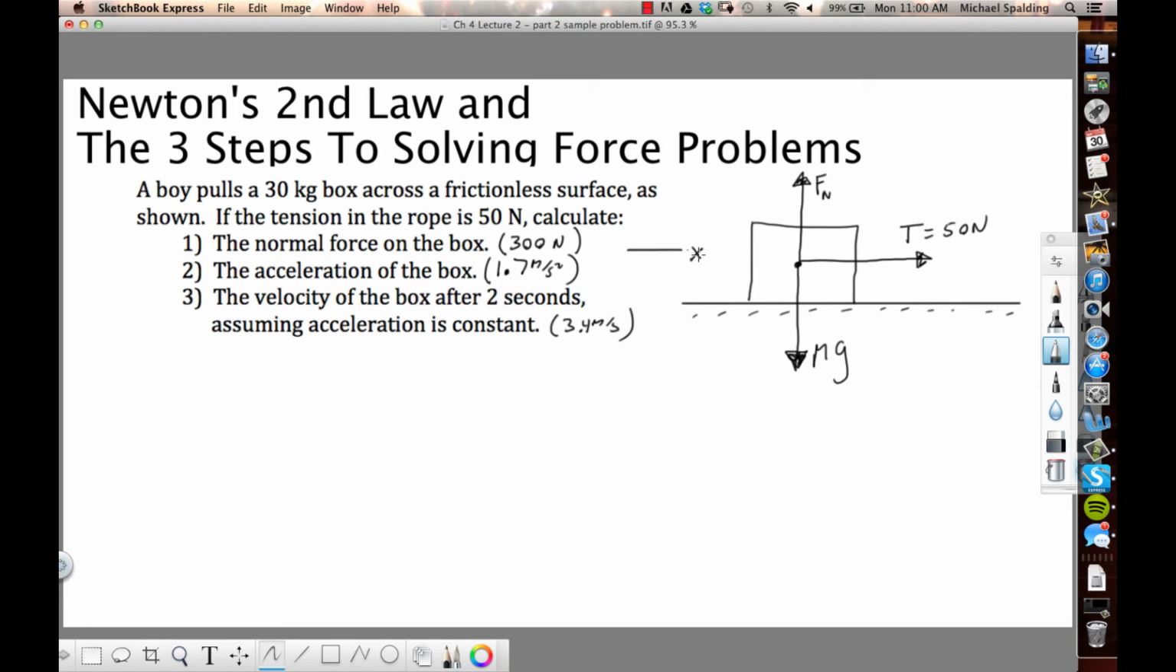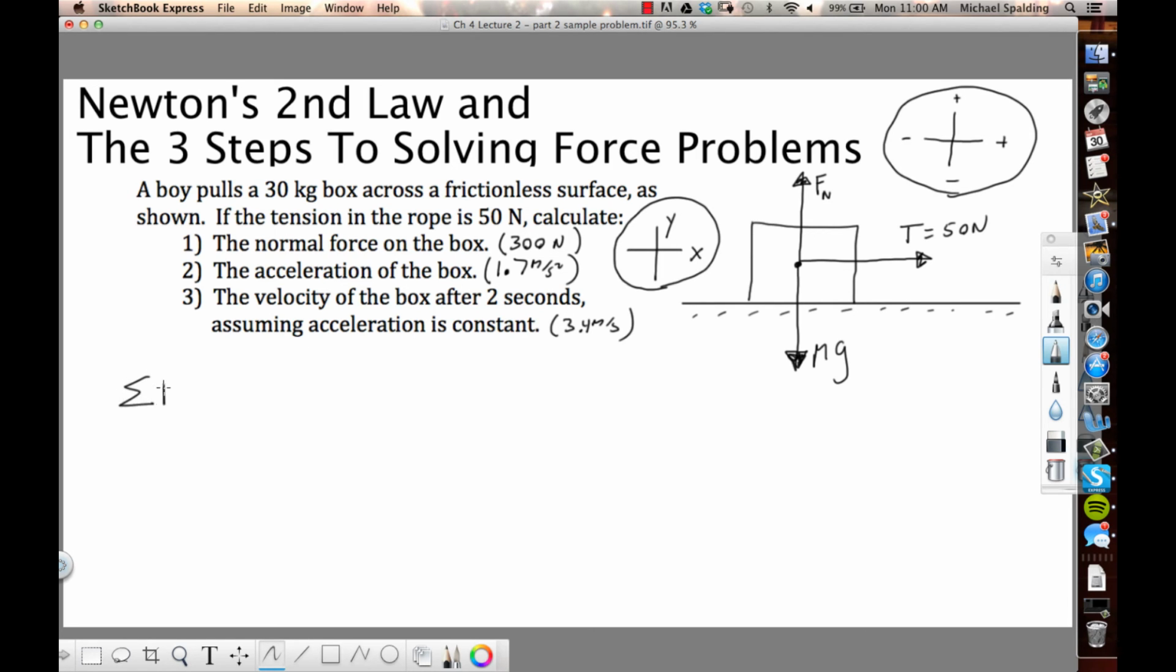Here's the x direction, here's the y direction. We're treating the x and the y separately. And also, you've got to pay attention to sign conventions. To the right is plus, to the left is minus, up is plus, down is minus. So there's our sign convention.